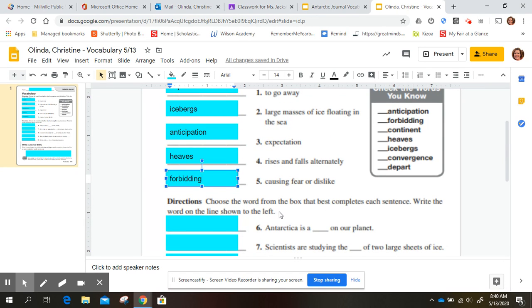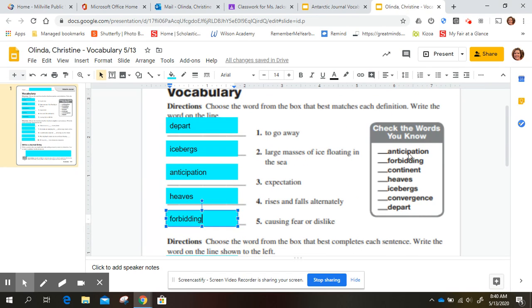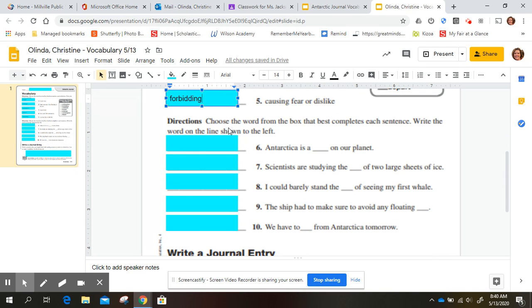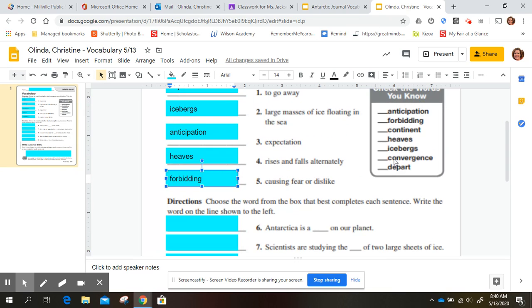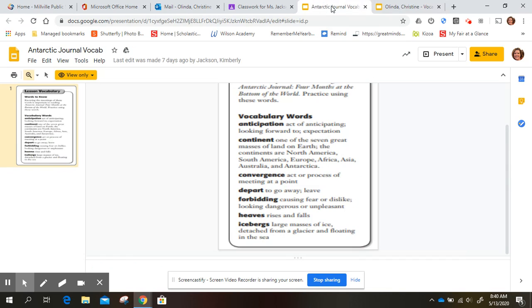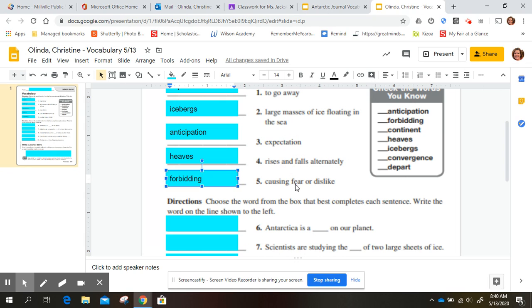All right, and we go down to the second part of the worksheet, but we're still using the same words in the check the words you know box. Choose the word from the box that best completes each sentence. Write the word on the line shown to the left. Antarctica is a blank on our planet. Well, I look through. The only one that makes sense would be continent. But if I check here, one of the 7 great masses of land on Earth. The continents are North America, South America, Europe, Africa, Asia, Australia, and Antarctica. So yes, it is a continent. So I'll type in the word continent.